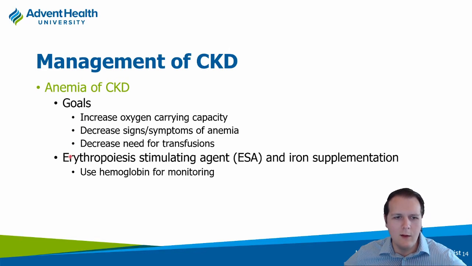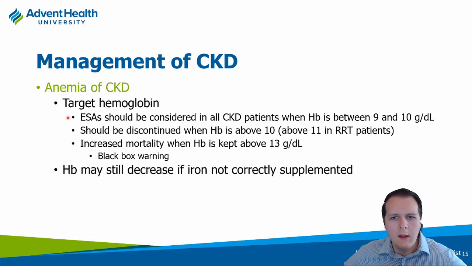And the way we do that is by giving ESAs, or erythropoiesis stimulating agents, and then supplementing with iron. And so basically we're going to be using our hemoglobin as our main way to monitor for that. So this is kind of an interesting thing here in terms of the target hemoglobin. You really don't want to shoot for normal for these patients. If you think about a typical adult patient, somewhere in the realm of say 14 to 16 grams per deciliter, we definitely don't want to shoot for that high of a level. We'll talk about why that is in just a moment.